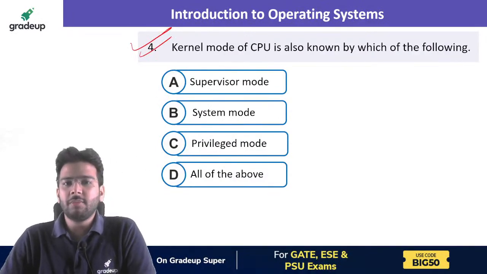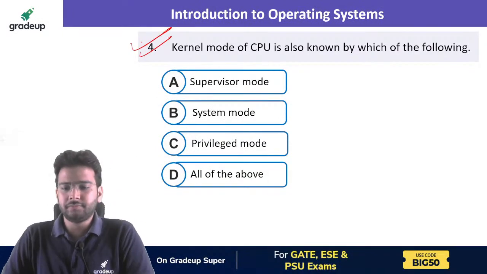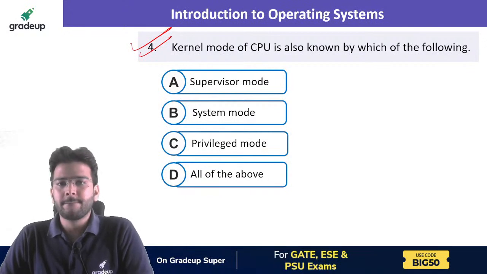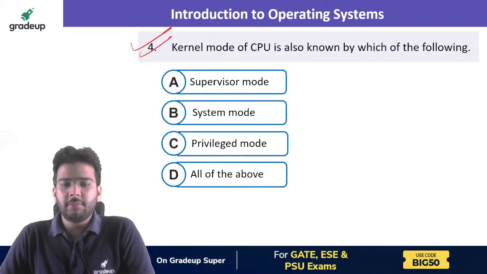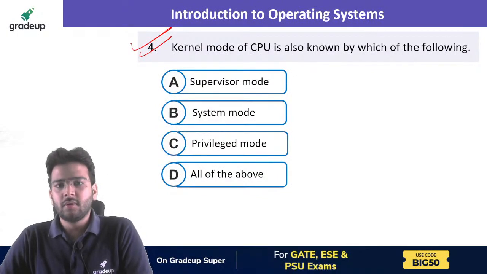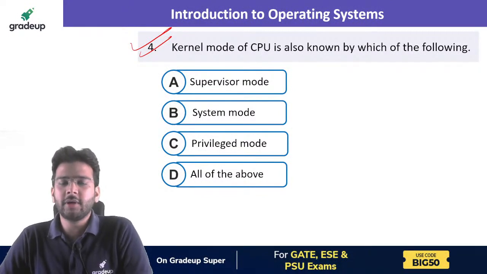Let's answer this question number 4 now, all of you. I hope all of you should be able to answer this question. This is not a difficult question. Today we have 12 questions in total. From types of operating system you don't get questions in the GATE exam, but from this user mode and kernel mode you can definitely get questions.